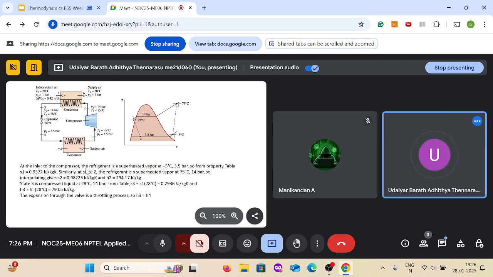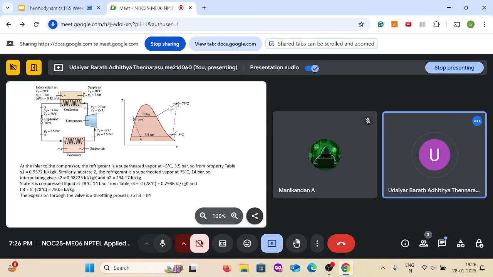So the inlet to the compressor is at -5 degrees Celsius and 3.5 bar. So it's like a steam table. We have this refrigerant properties table, so from there we can find S1. The idea is the same, it's like using a steam table, only the fluid is different. So for this temperature and pressure, the entropy at this point is 0.9572.